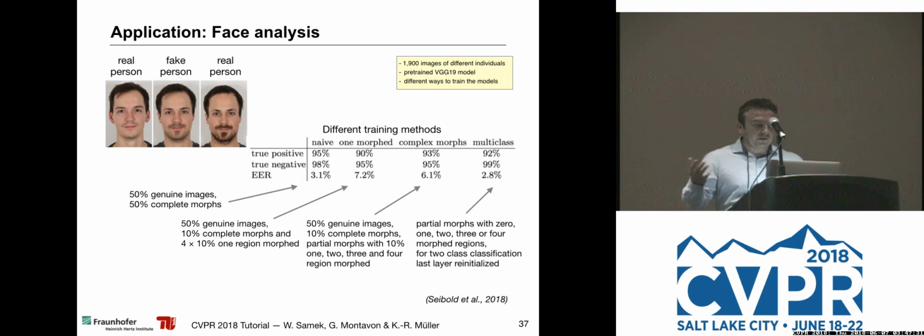So you train on different data in some sense, but in the end we want to solve the same task. Then you can also define more complex morphs where you have 50% real faces, 10% complete morphs and 10% partial morphs, where you, for example, morph the eyes and the mouth, or just the left eye and the right eye, or you have all these different combinations of morphs, which you use as training data. So you have more complex morphs. But also here the task is the same. You want to classify morphs.